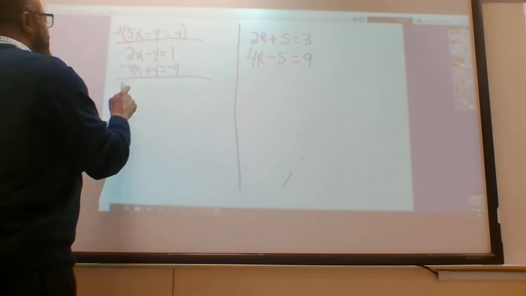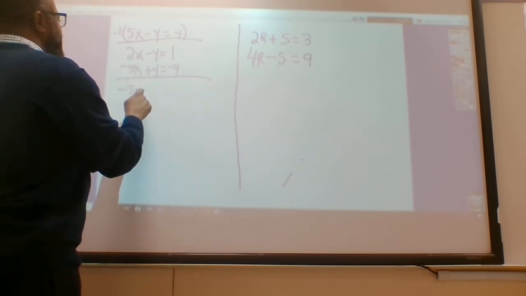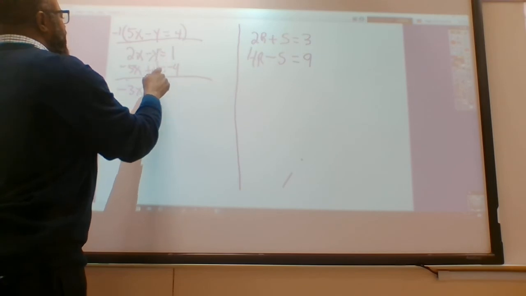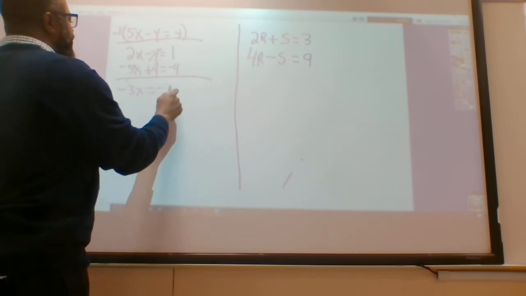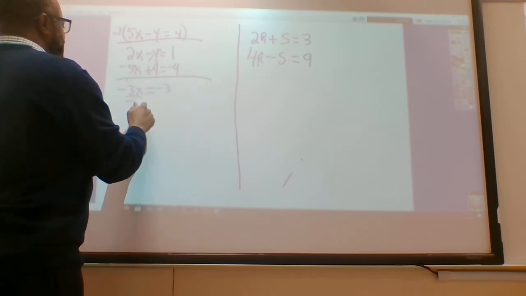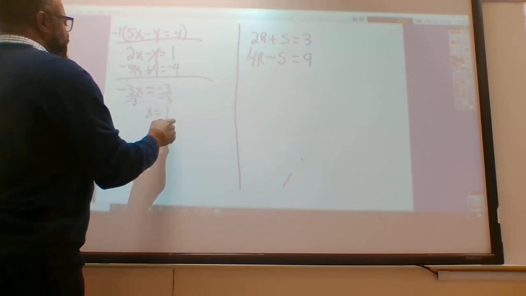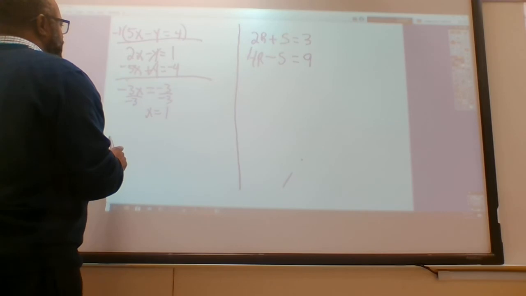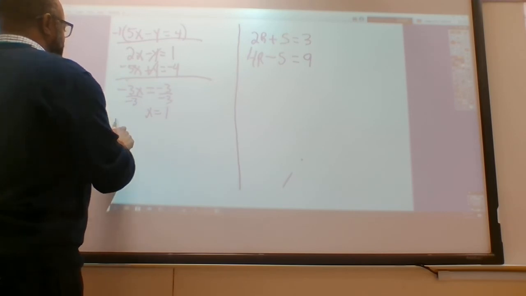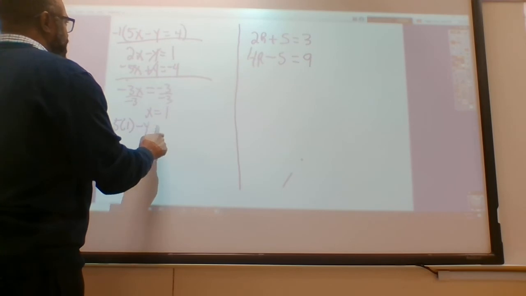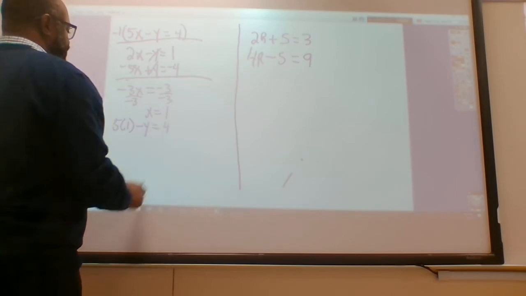So I will end up with negative 3x. The y cancel each other out, equal to negative 3 divided by negative 3. And I will find x is 1. Now since I know the value of x, I will have 5 times 1 minus y is equal to 4.